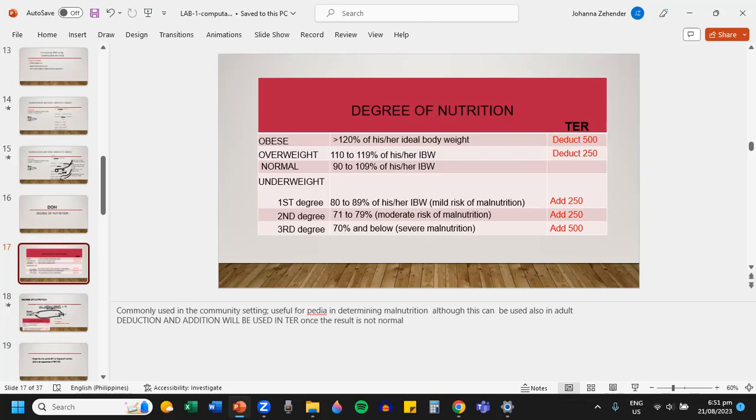This is commonly used in the community setting and especially useful for pediatrics in determining malnutrition. Although this can also be used in adults. The deduction and addition will be used in the TER once the result is not normal.